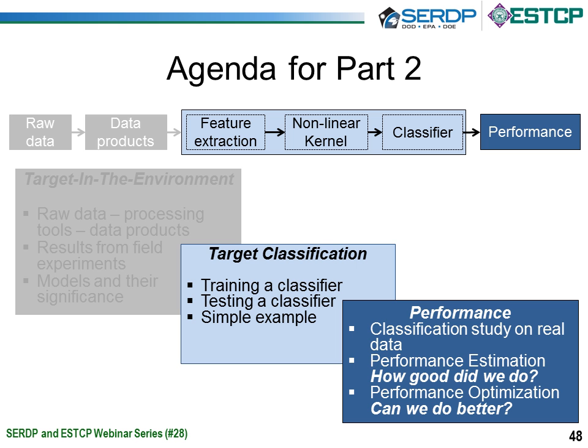And so the agenda for this, again just to recap: Tim took us through the first piece of this performance chain that we saw. So the raw data, the processing tools that we use to create these data products, and then showed the results from some experiments and the models and their significance.